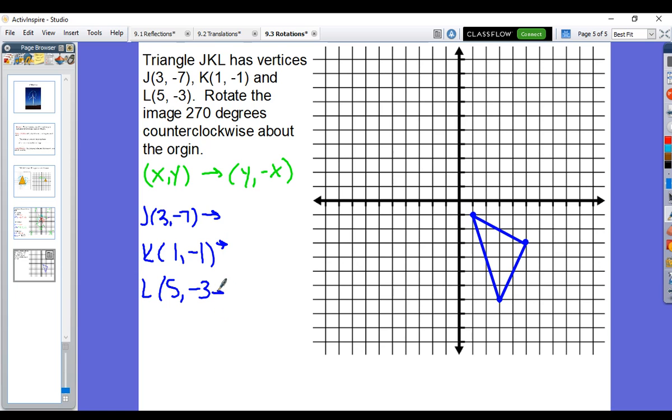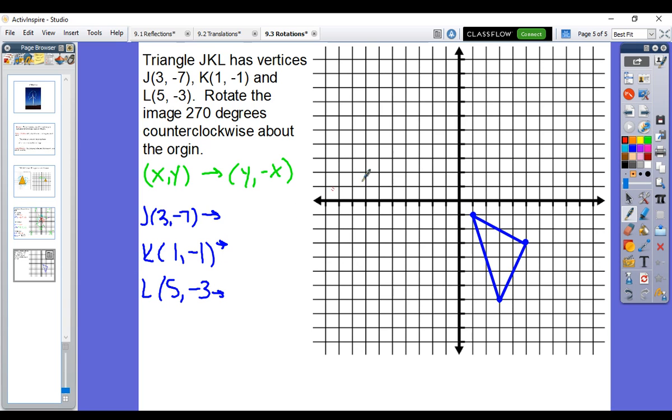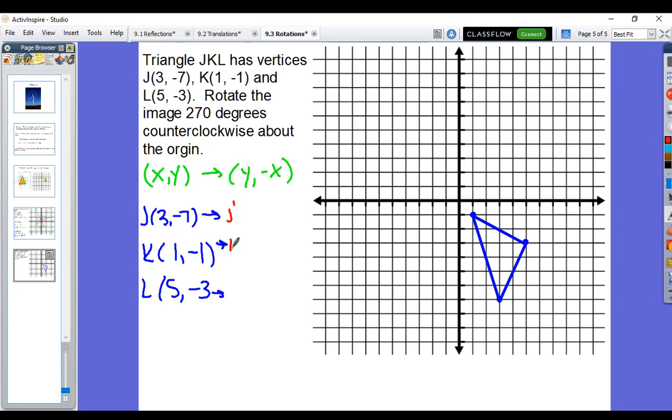We'll do our new ones in red. J prime, K prime, L prime. All right, so first things first, we flip them. So we flip them and we have negative 7, 3, and then whatever's in this spot, we're going to change the sign. So that becomes a negative 3. That's our new one. K, we switch them, so it'll be negative 1, 1, and then whatever's in this spot changes, so that'd be a negative as well. And L prime becomes negative 3, 5, and then we change this sign. So these are the coordinates.